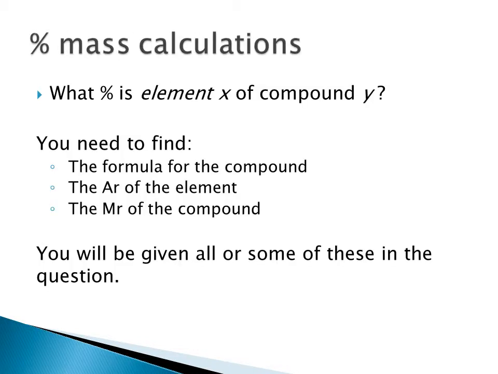So what they're going to ask you to do is work out what percentage element X is of compound Y, and we're not talking in terms of how many atoms there are, we're talking about how much it weighs. It's a percentage mass. So to do this, you need to find the formula for the compound, the AR for the element, and the MR of the compound. You will generally be given all of these in modern GCSE chemistry papers, but even if they didn't, as long as they've given you the formula for the compound, that's really all you need, because the AR can be found from the periodic table and the MR can be calculated from the periodic table.